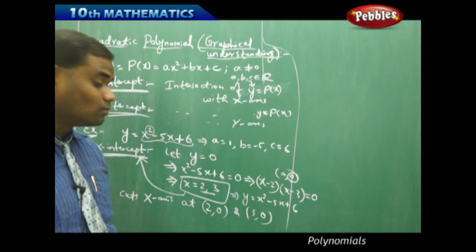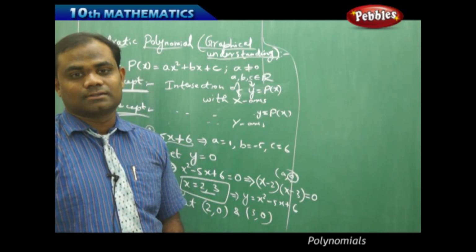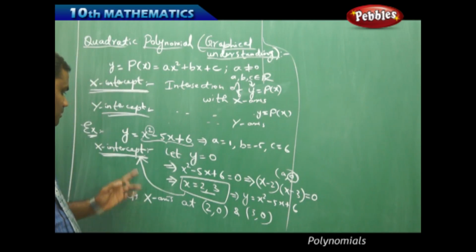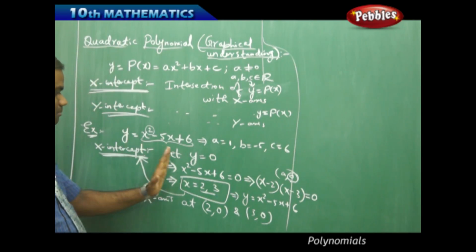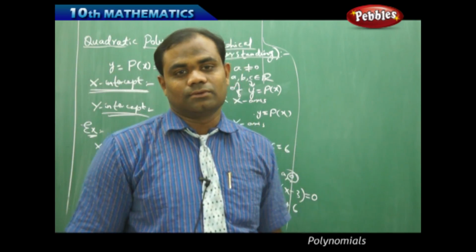Similarly, let's see the y-intercepts or the points where the graph cuts y-axis. So to start with the y-intercept, as I told with the rule, x-intercept implies take y equal to 0. Y-intercept implies I will take x equal to 0.